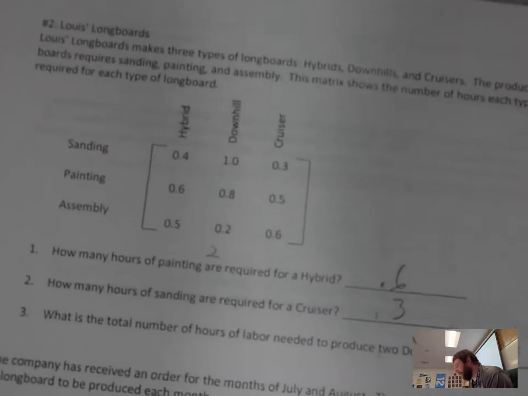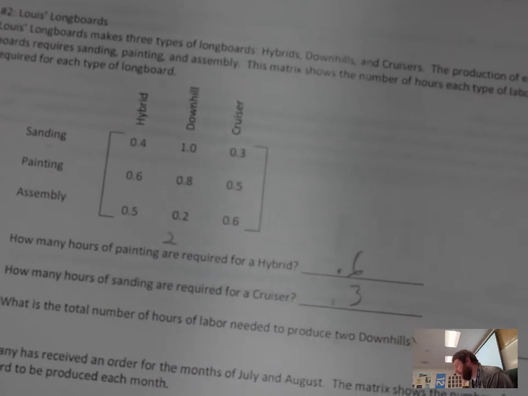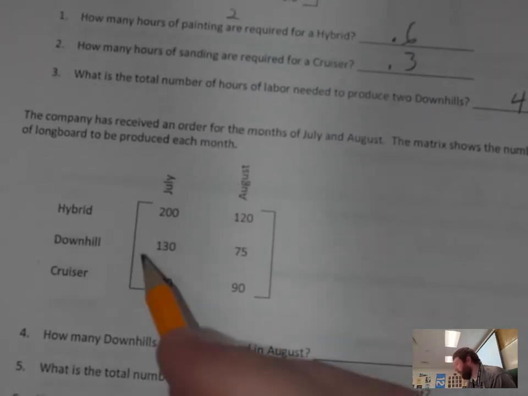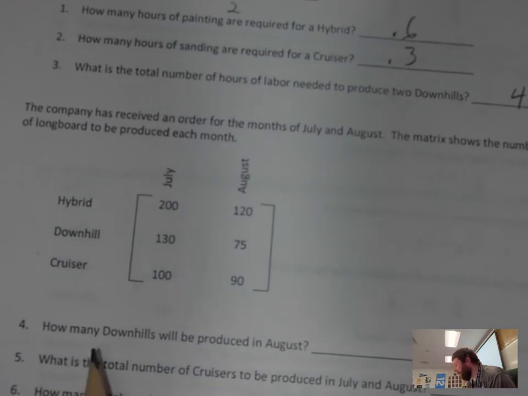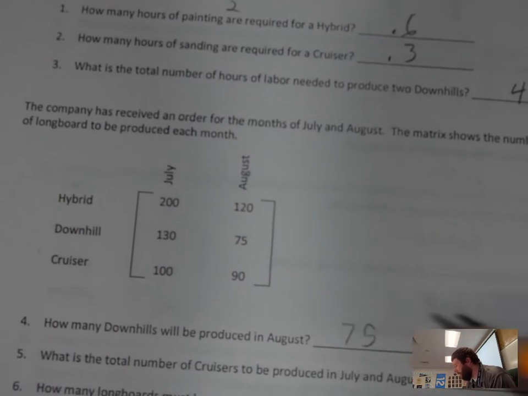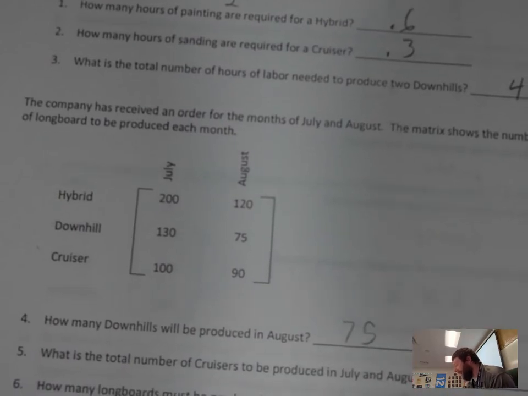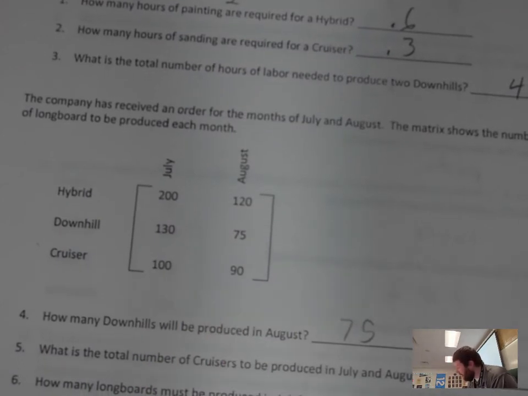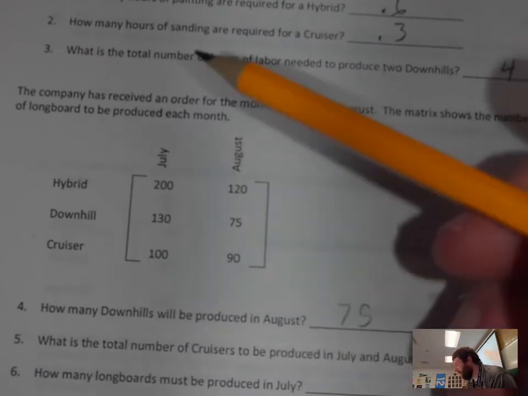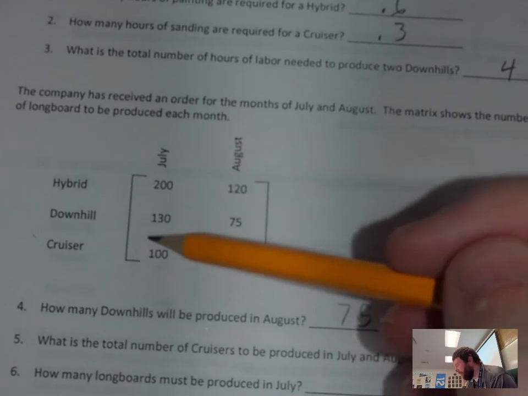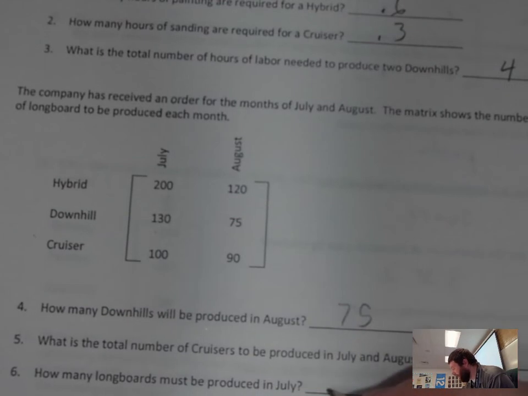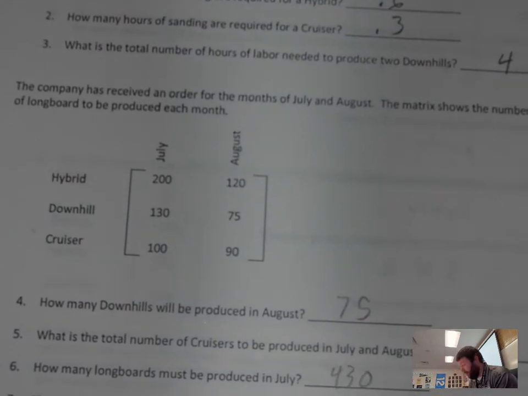So the company received an order for the months of July and August. The matrix shows the number of each type of longboard to be produced in each month. So here are the numbers of longboards and the month, right? How many downhills will be produced in August? Downhills in August would be 75. What is the number of cruisers produced in July and August? I'm going to add those two numbers together, which would be 190. How many longboards must be produced in July? That's the entire column. These are all longboards, right? So 200 plus 130 is 330, plus another 100 would be 430. So 430 longboards. That's a lot of longboards.